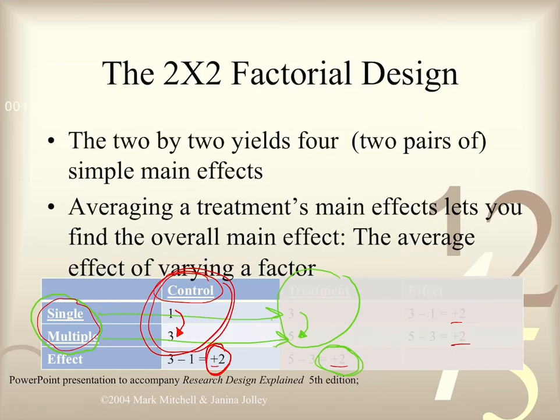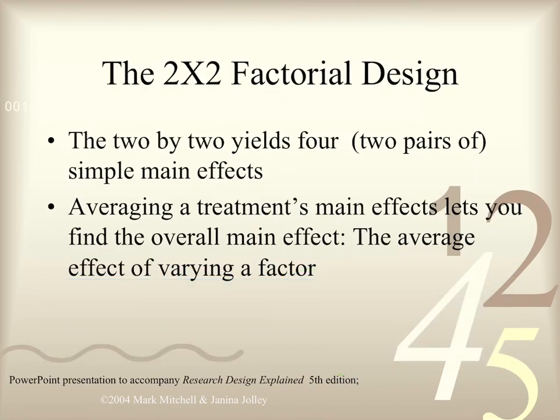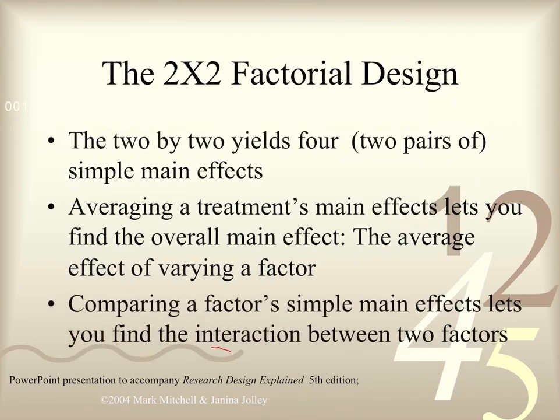In a little bit, what we're going to do is talk about interaction effects. Because the third thing that you can find from a 2x2 factorial design is a unique kind of effect called an interaction effect. And this is what we get when we compare a factor's simple main effects. So if we have 2 different simple effects of dosage between the control and the treatment conditions, then we have an interaction. But we'll talk more about that in the next video.